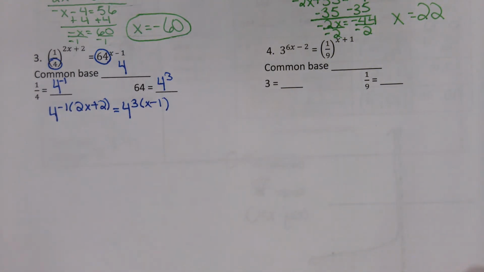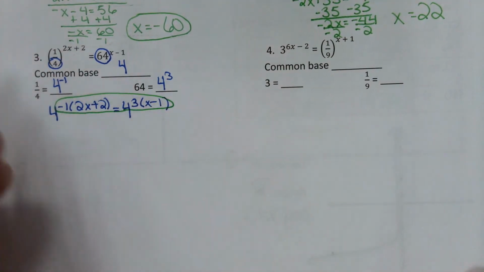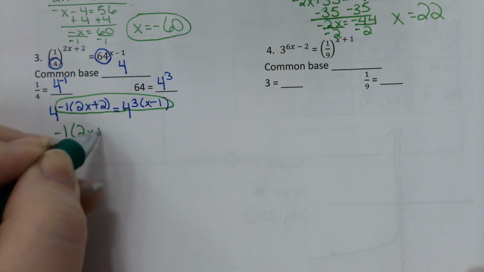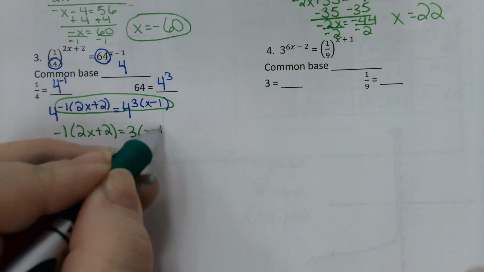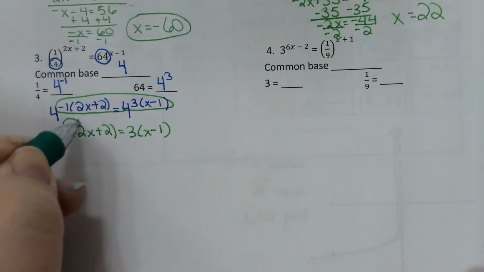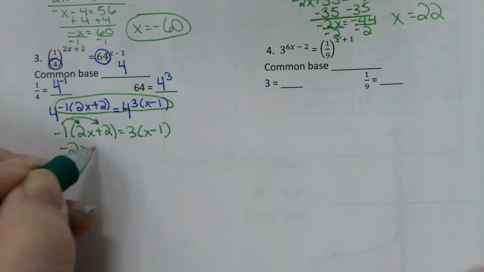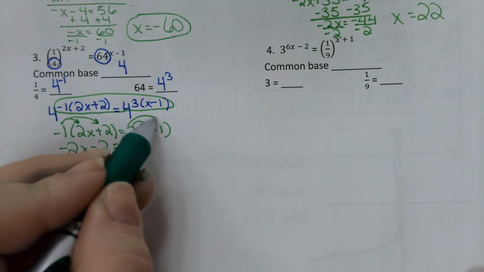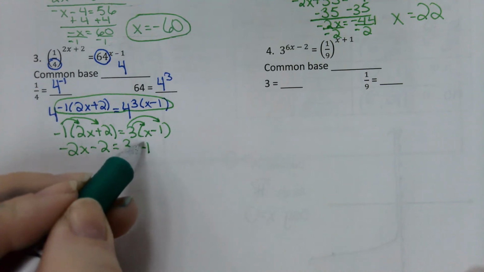Since their bases are the same now, I can set their exponents equal to each other. Negative 1 times 2x plus 2 equals 3 times x minus 1. It's time to solve. Distribute that negative 1 across your parenthesis set, giving you negative 2x minus 2. Distribute the 3 across our parenthesis set, giving us 3x minus 3.